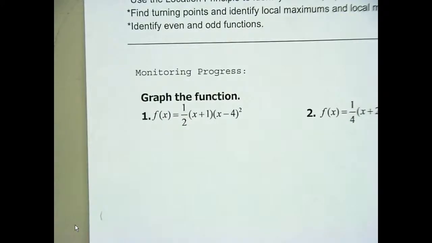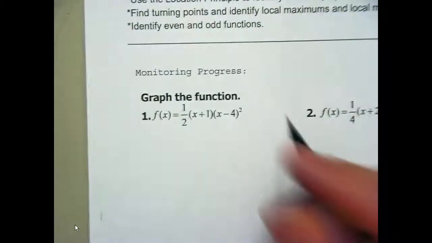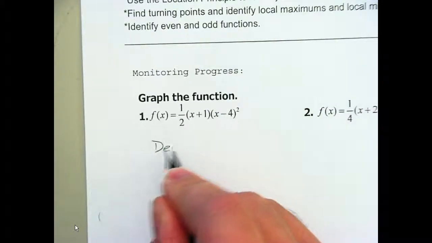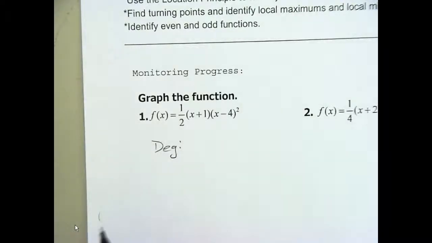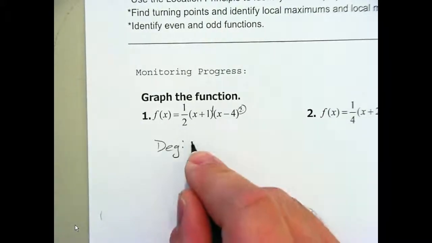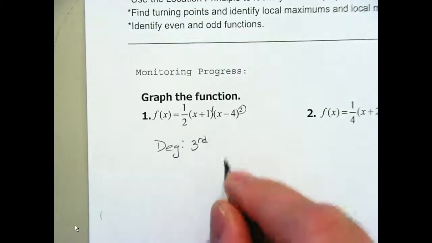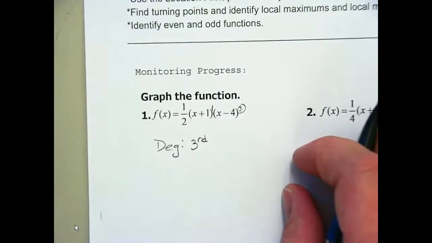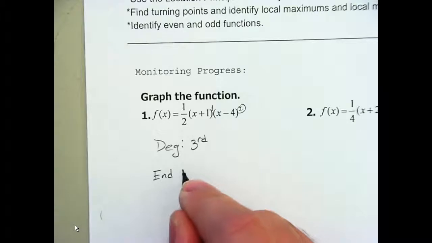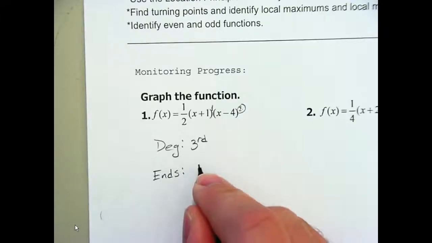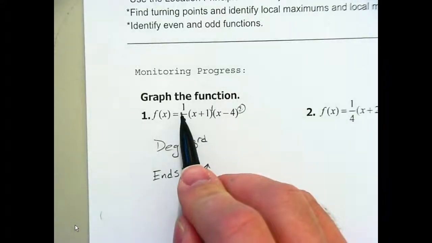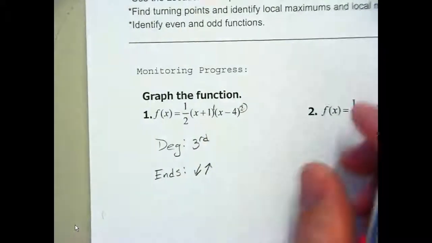So, as we go through these, first, I want us to identify what degree it is. Remember, this is a second degree, and this is a first, so 2 and 1 is 3. Third degree, or x cubed, if you want to think of it that way. Which tells me my end behavior is down up. It would switch if this was a negative out front. It would become up down.